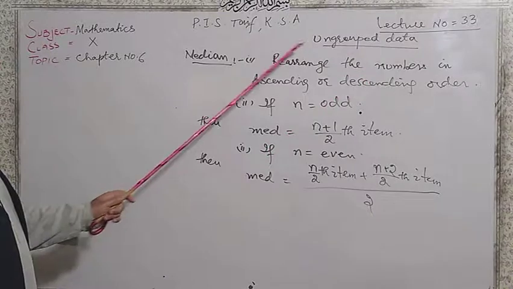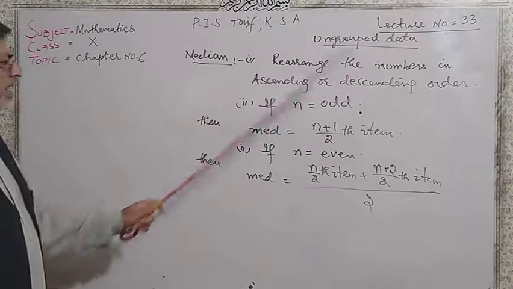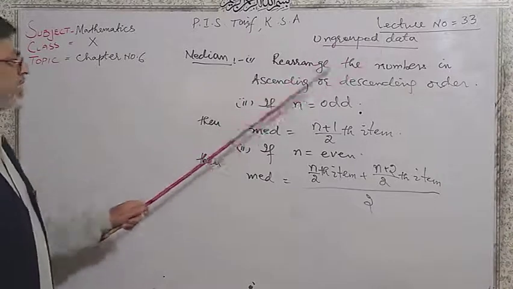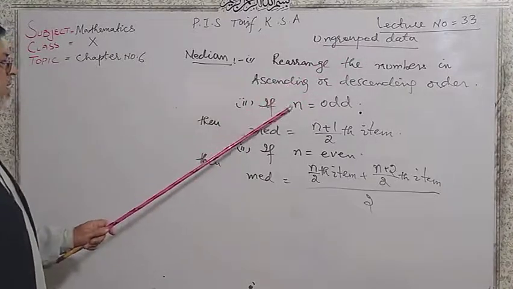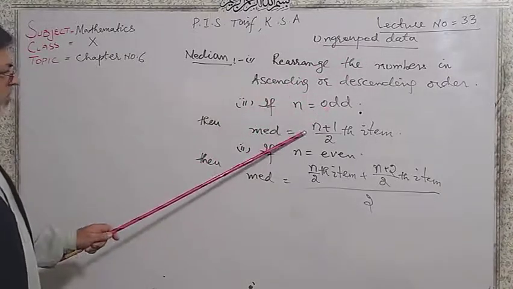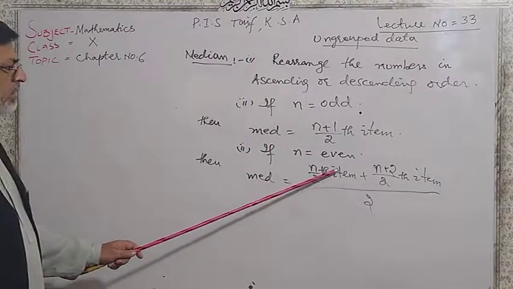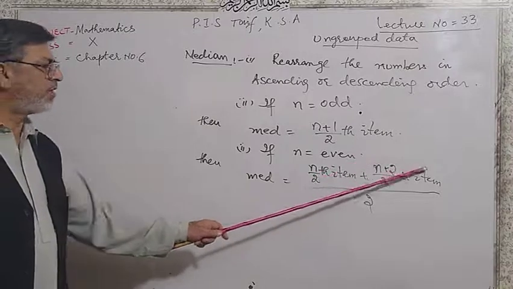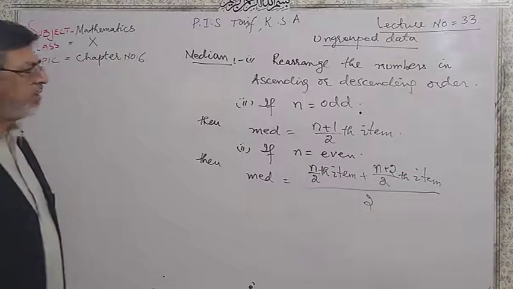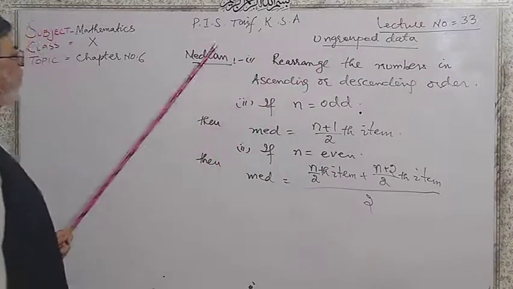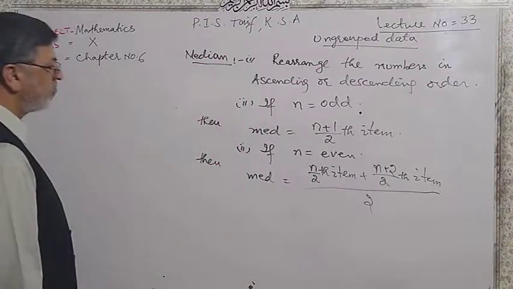Dear students, in case of ungrouped data, median can be found by these steps. First of all, you will arrange the numbers in ascending or descending order. After that, you will check how many numbers are there. If numbers are odd, apply this formula. If numbers are even, then apply n over 2th item plus (n plus 2) over 2th item divided by 2. This is the formula for ungrouped data for finding median.